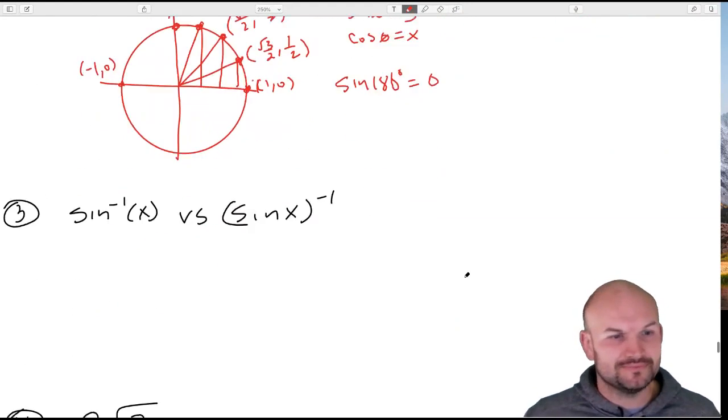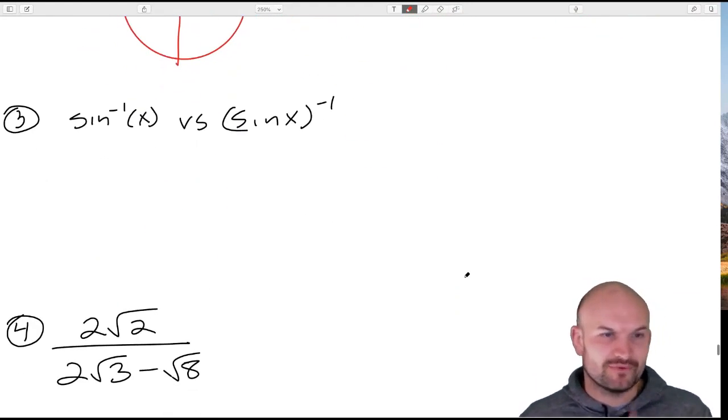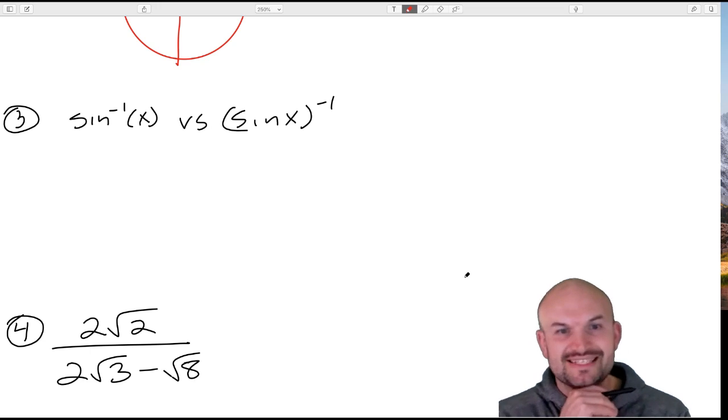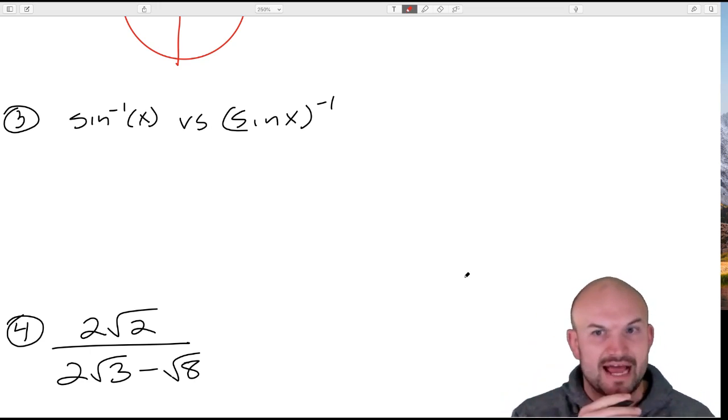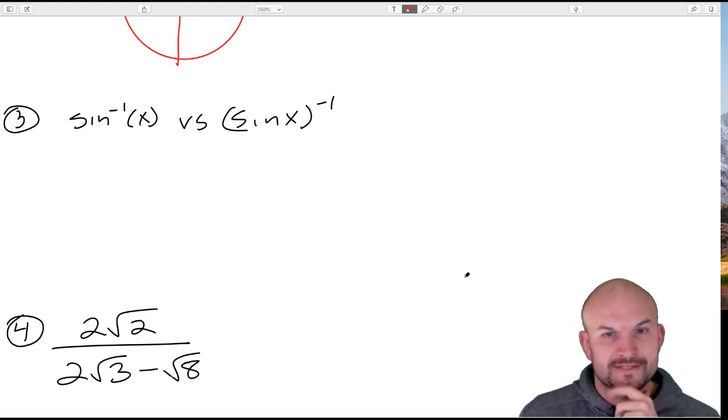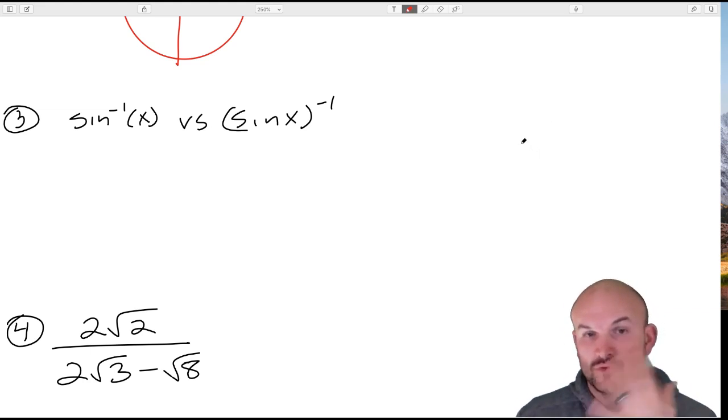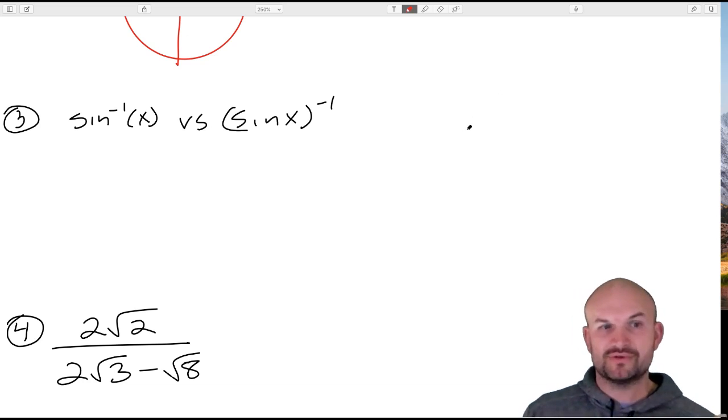Explanation. Hopefully that helped. All right, let's move on to the next one, which is sine inverse of x versus sine of x raised to the negative first power. Now, this one's kind of interesting and actually something I haven't really thought about. I'm just going to roll with my explanation here, because I can see where the student gets confused.